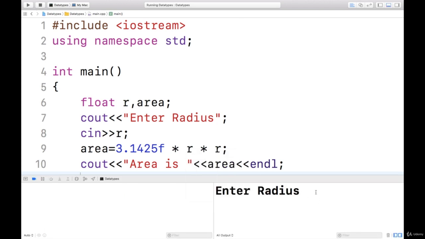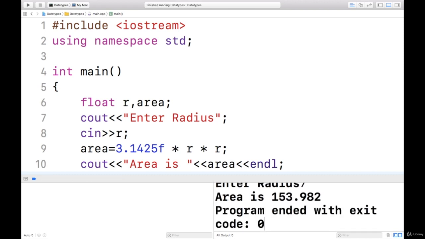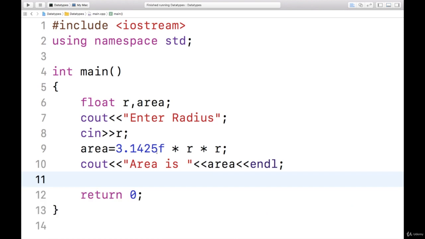Yeah, enter radius, it's asking for radius. I'll give the radius as 7. So it's 153.98. Instead of taking a float value, even I can say 22 divided by 7.